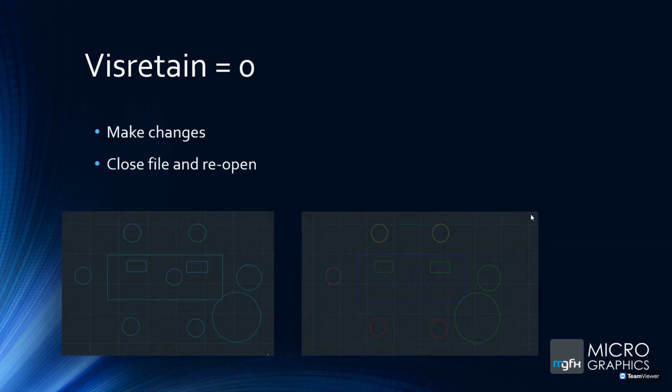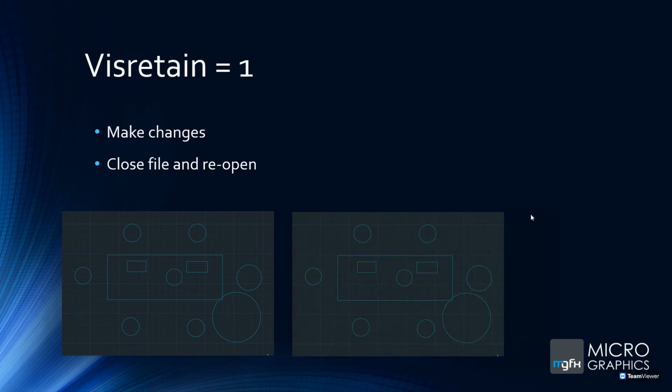Just as I said, visRetain equals 0. You make your changes. There on the left-hand side, you can see it's all kind of turquoise. I close my file and reopen it, and guess what happens? It takes back the original layer properties of the Xref drawing. With visRetain equals 1, I make my changes on the left-hand side. I close my drawing, I reopen it, and you'll see there it retains those changes that I made on the right-hand side over there.